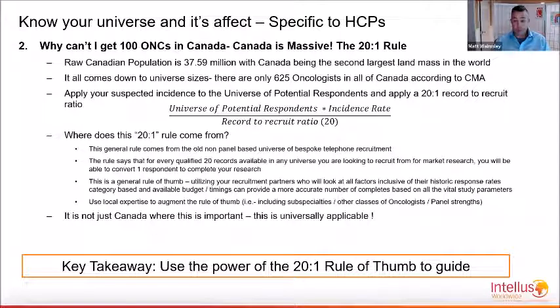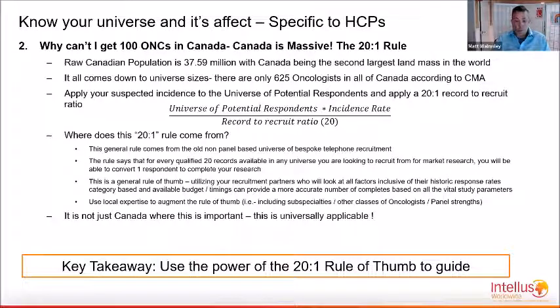Canada is the second largest landmass in the world, but the raw Canadian population is only 37.5 million. Or to put it into a US context, still almost 20 million fewer people in raw population than the smallest region in the United States. Smallest region is the Northeast region too. So think about that even further. To further compound this issue, when you look at the MD universe, the discrepancy is even greater. For example, according to the CMA, which is basically the equivalent of the AMA in Canada, there are only 625 oncologists in all of Canada.